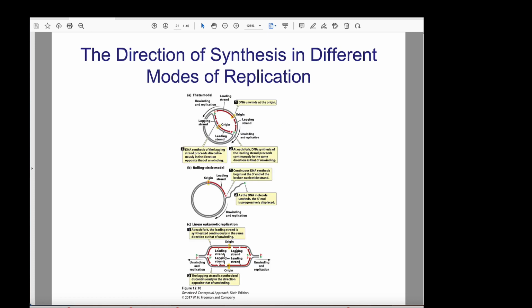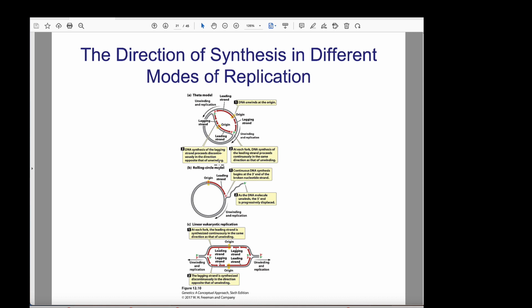Now, just to put something into perspective, because there are fragmented strands of DNA, they have to be joined together, and the enzyme that's going to help do that is DNA ligase. DNA ligase is an enzyme that ligates or joins together those fragmented sections.